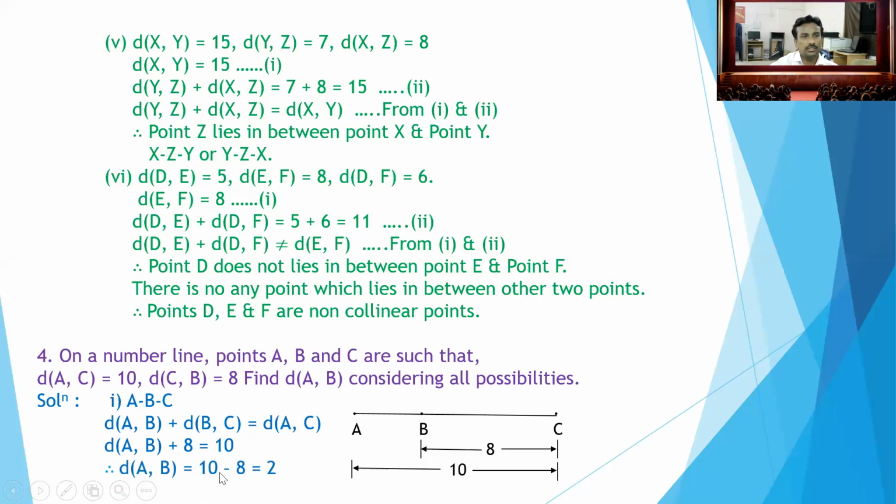Then we have to find distance AB. Therefore distance AB is equal to 10, and 8 goes to the RHS side, it will become minus 8. 10 minus 8 is equal to 2. Therefore distance AB is equal to 2.